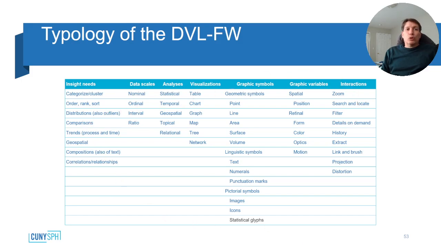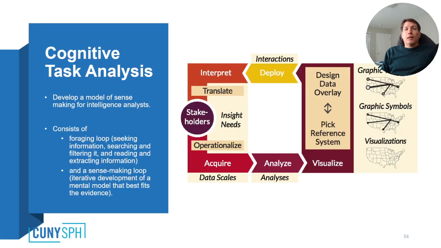Then that allows us to introduce a concept that is the cognitive task analysis. This is a model of how we interact with the world, basically. Then we have an individual that has some needs. Then it has a foraging loop, or seeking information, searching and filtering, extracting information, and it has another loop that is making sense. Then when we have a need, we want to acquire, and to acquire we use the data scales. Then we look into that data and we conduct some kind of analysis. Then that's the way that we map this into the framework.